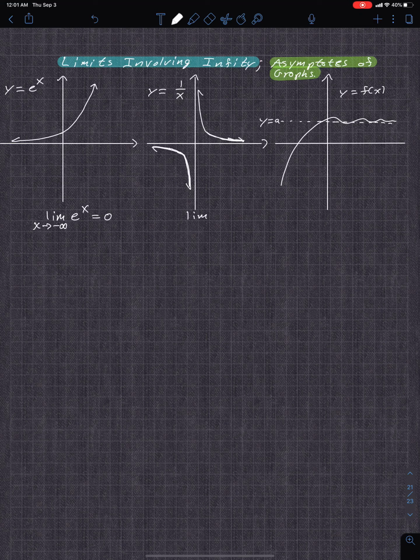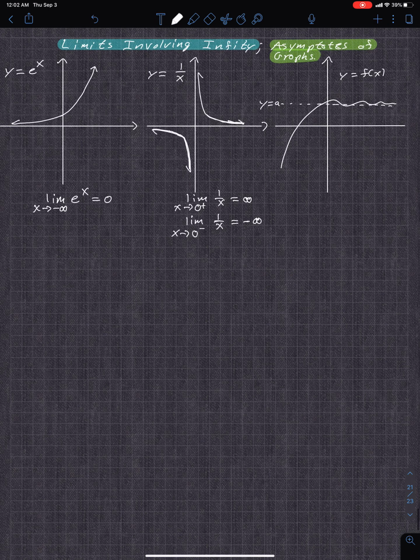You could say the limit of 1 over x as x approaches 0 from the right equals infinity. What else would you say? The limit of 1 over x as x approaches 0 from the left, what's that going to be? So on the left it goes this way, and it's approaching negative infinity. You should be able to answer my questions in your mind as I go through them. If it's not making sense, you need to go back.